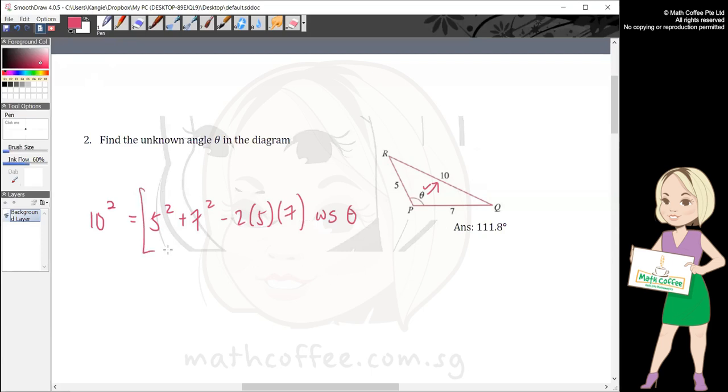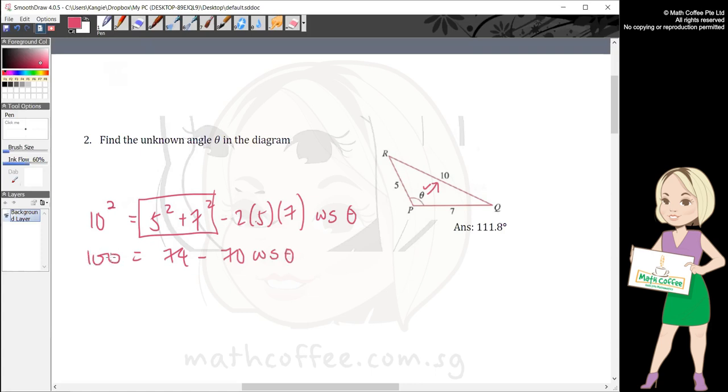Okay, a lot of common mistakes. The common mistake is students always go and lump this thing together, which is totally wrong. So what you need to do, you know what's the best way to avoid the mistake? You work it out. So you work out this one. It will be 5 squared plus 7 squared, that will be 74. So this is 74 minus 10 times, so this will be minus 70 cosine theta.